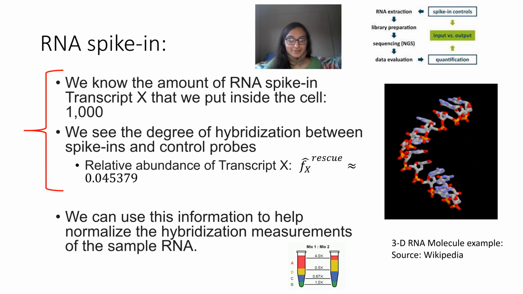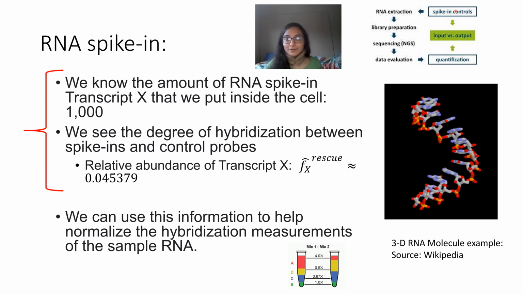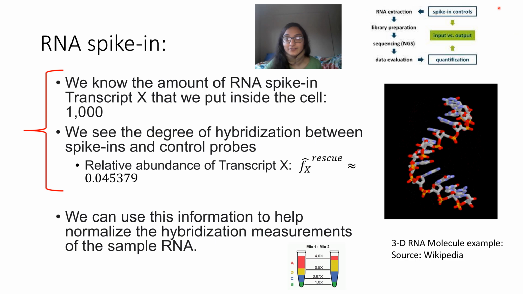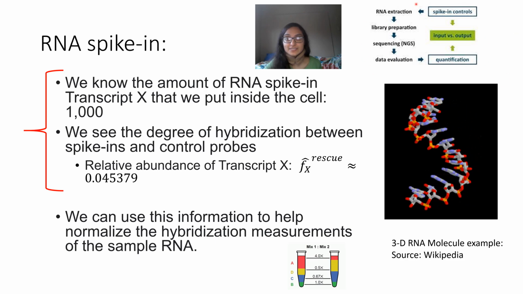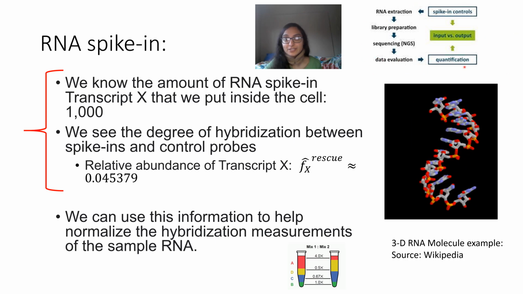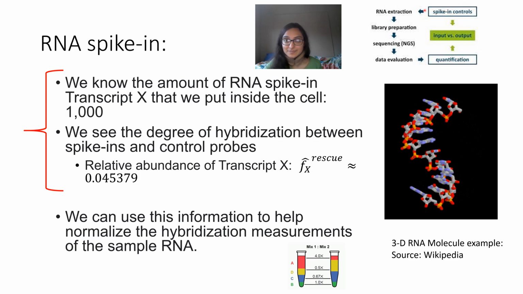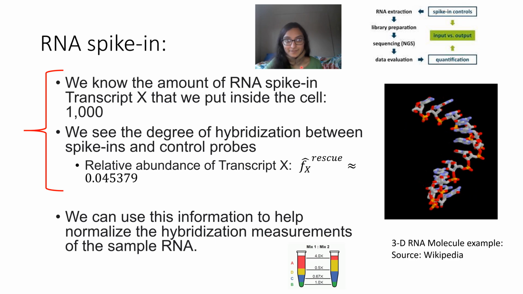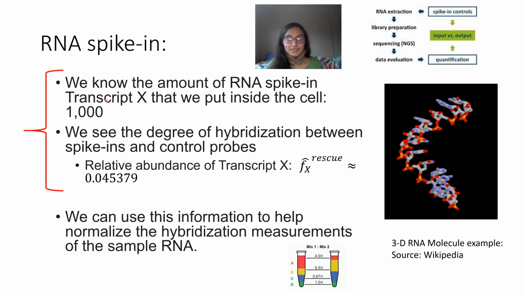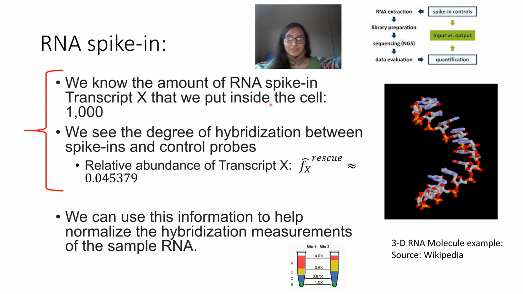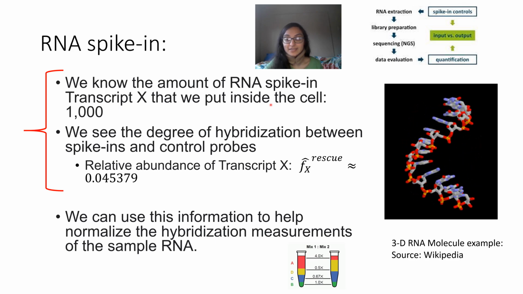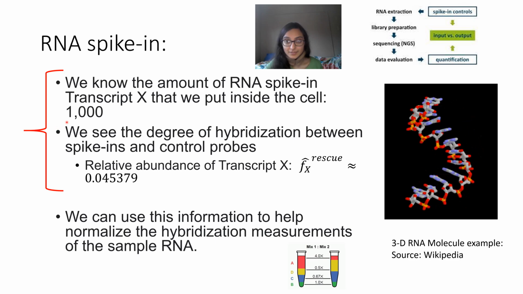So going back to the previous slide that we talked about, the spike-in controls are part of the RNA extraction, library preparation, sequencing, data evaluation, and quantification, input versus output, and the spike-in controls are really important there. So what we see is that we know the amount of RNA spike-in transcript X that we put inside the cell. It's 1,000 of that.